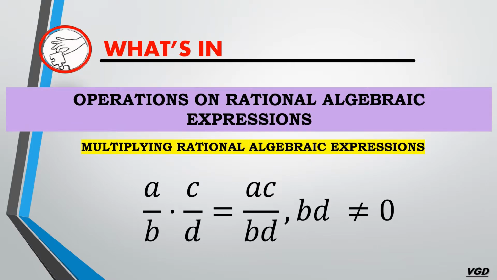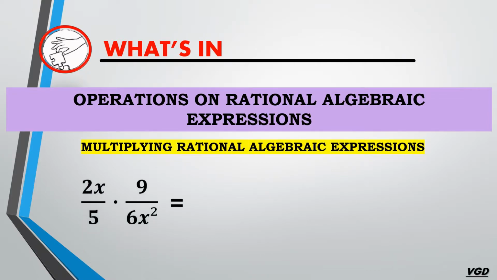Aside from simplifying rational algebraic expressions, we also need to recall our knowledge on operations on rational algebraic expressions. First is multiplying rational algebraic expressions with this formula: a over b times c over d is equal to ac over bd, in which b and d should not equal 0.